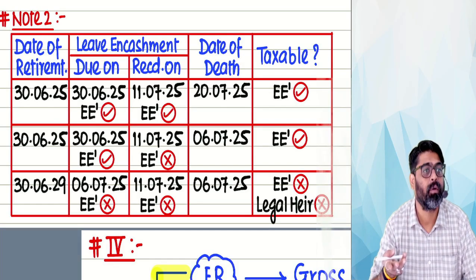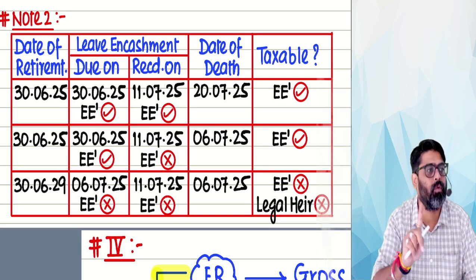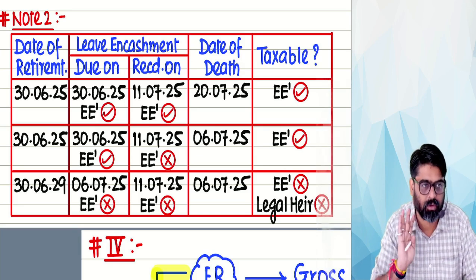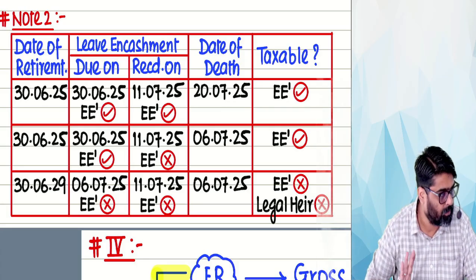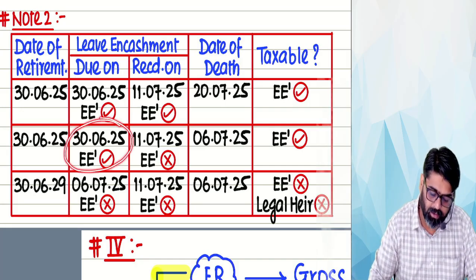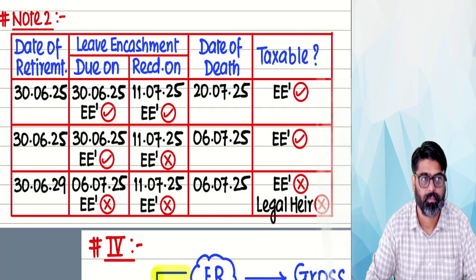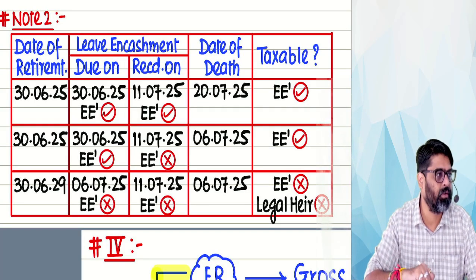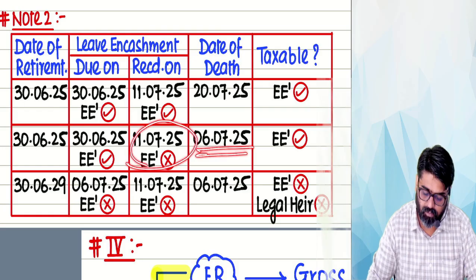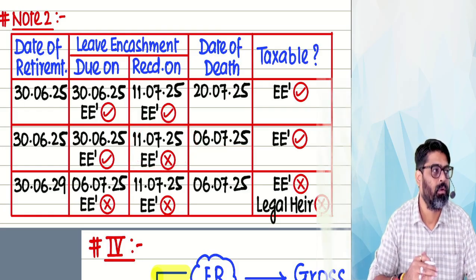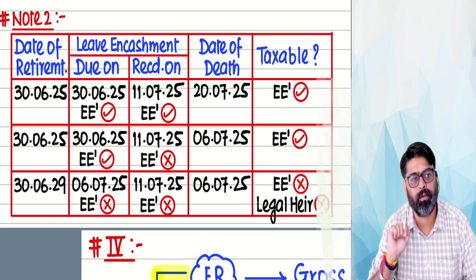Because at the time when it became due, and at the time of receipt, at both times the employee was alive. It should be taxable in the hands of the employee. After taking the exemption, whatever amount remains will be taxable in the hands of the employee. Yes or no? What if it became due in the hands of the employee on retirement, but even before the employee could receive it, the employee died? The employee died before he received. So at the time when it was received, was the employee alive?